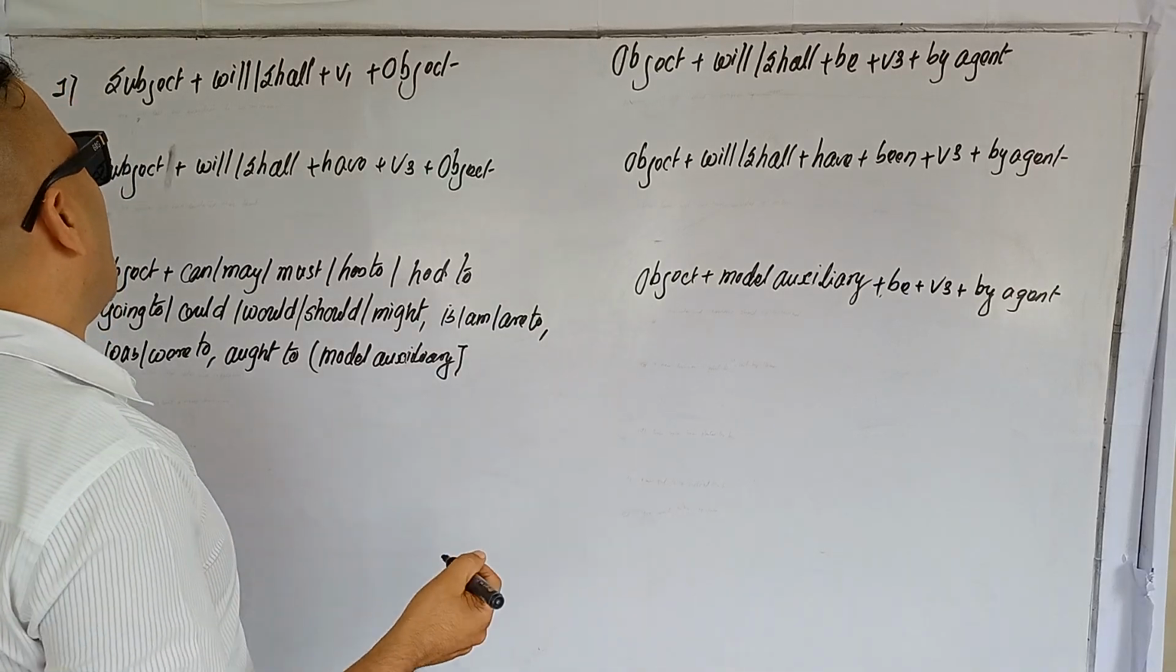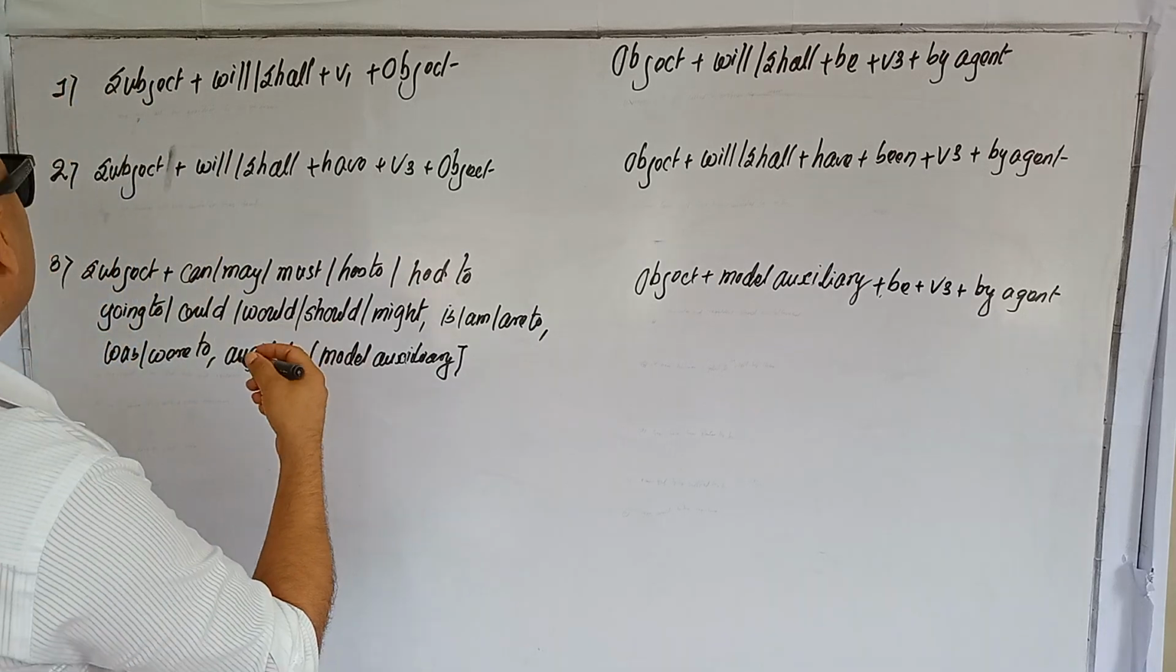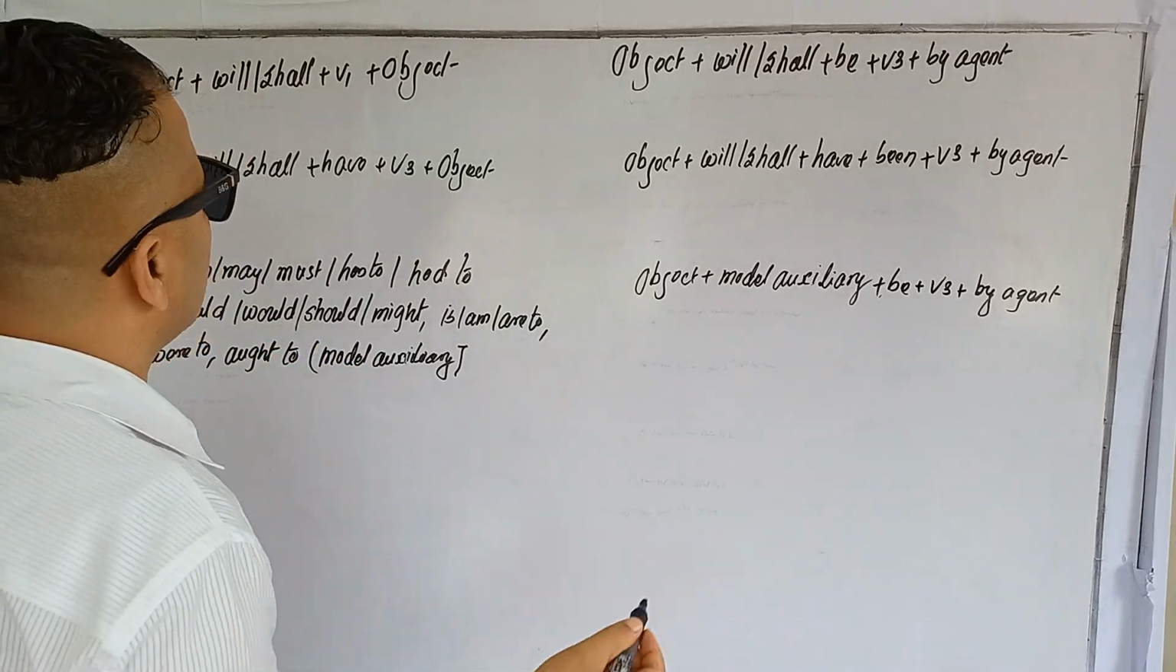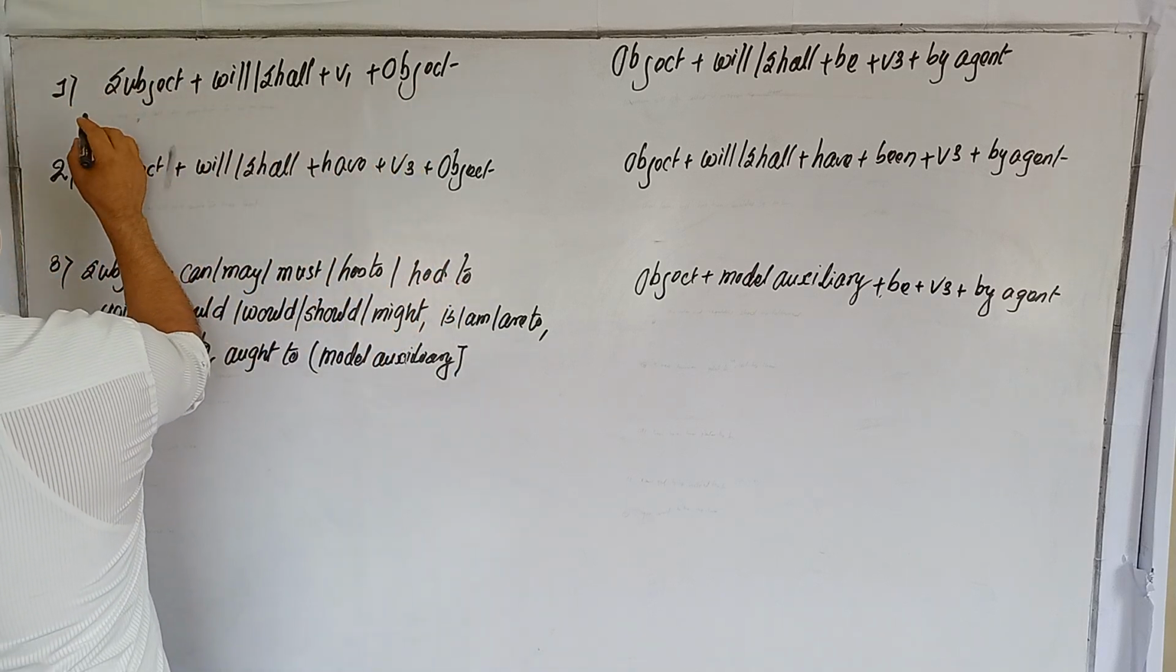Okay, how to change the active voice to passive? Another three structures are given here. Let's see. Subject plus will plus V1 plus object.